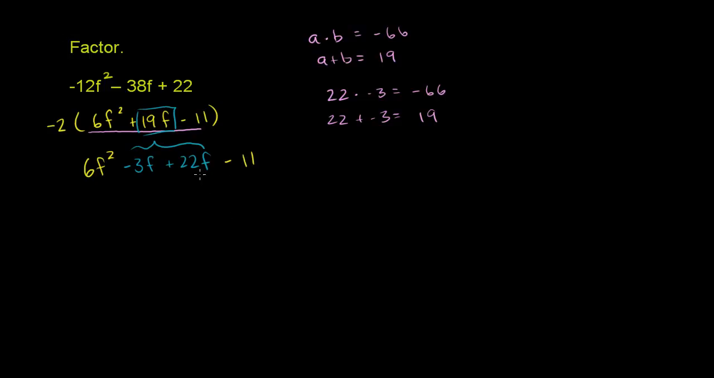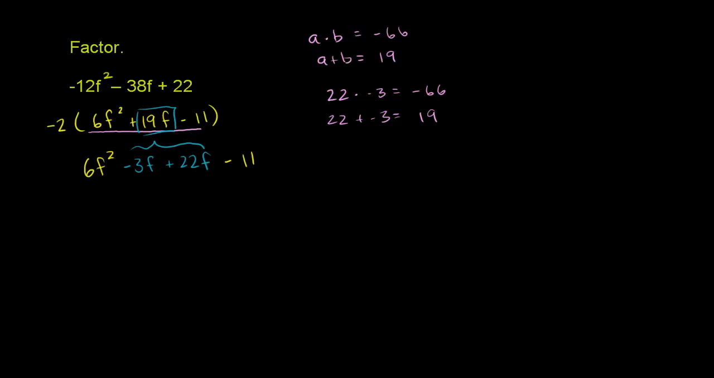Now, you're probably saying, hey, Sal, why did you put the 22 here and the negative 3 there? Why didn't you do it the other way around? My main motivation is that I like to put the negative 3 on the same side with the 6 because they have the common factor of 3. I like to put the 22 with the negative 11. They have the same factor of 11. So that's why I decided to do it that way.